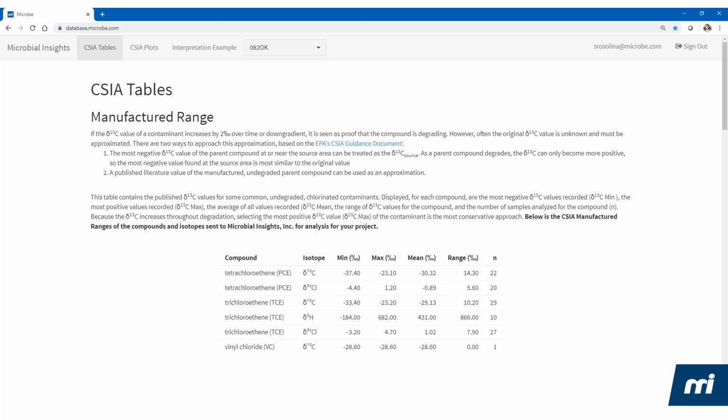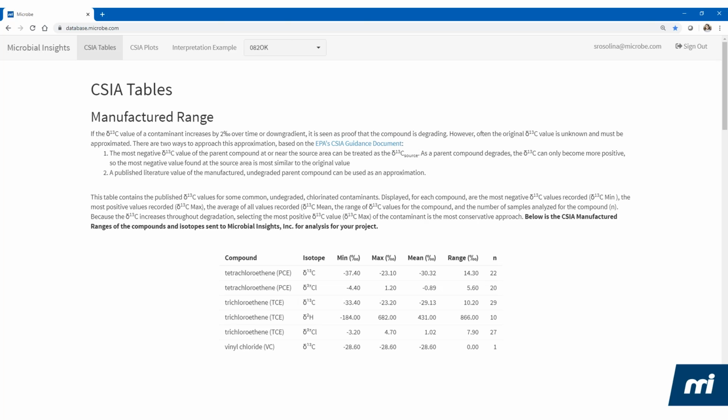What this looks like is you log into the CSIA database. You have your project numbers up at the top that you can choose from that you've run through us in the past. What it provides to you is, up top, 3 different tabs: tables, plots, and then an interpretation example. When we're talking about tables, this comes down to the raw values from literature. The first thing that pops up, and one of the things that people are most interested in, are the manufactured ranges of different compounds. What this means is the delta values of specific compounds when they're pure and undegraded, straight from the factory.